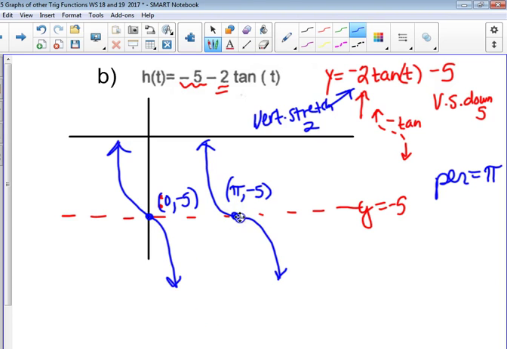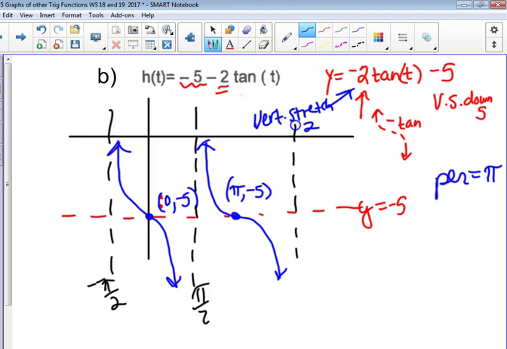So what's halfway? Where's the asymptote? Pi over 2 would work. -pi over 2, I heard somebody say. You know where the next one would be? What's after pi? 3 pi over 2. Good job, guys. Good enough?